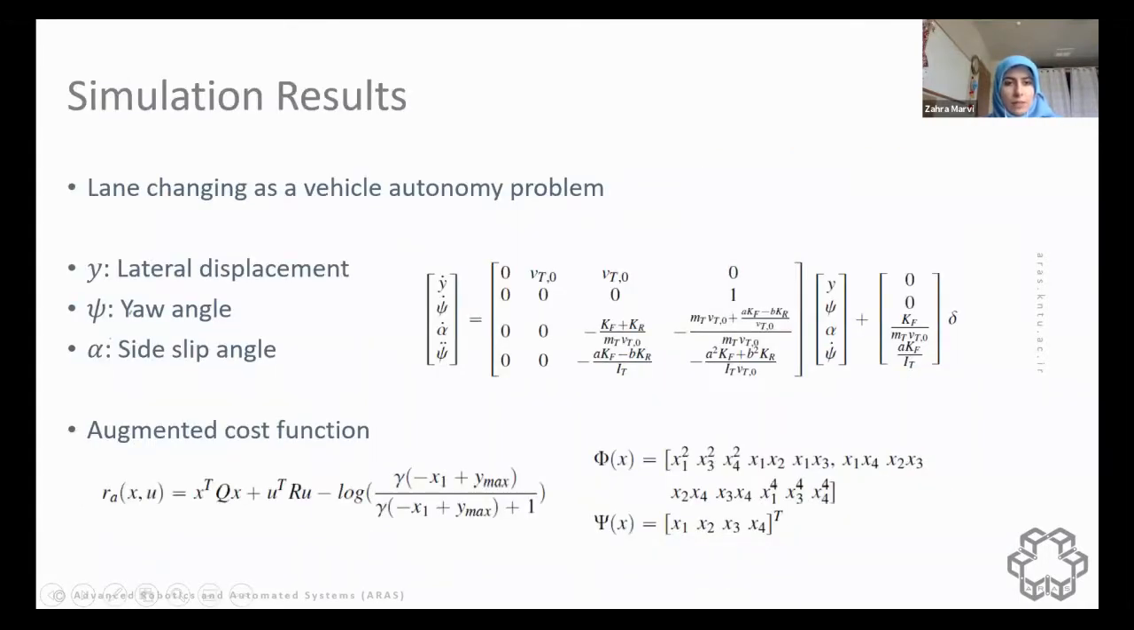And here we have simulation results for a lane changing problem. The problem was to change the lane, which was the lateral displacement. We want to get to a desired displacement, but we want a critical value not to be passed. So we augment the cost function with our barrier function candidate. We assign a basis function to learn the critic and actor networks. And then using the method that I mentioned, we train them.